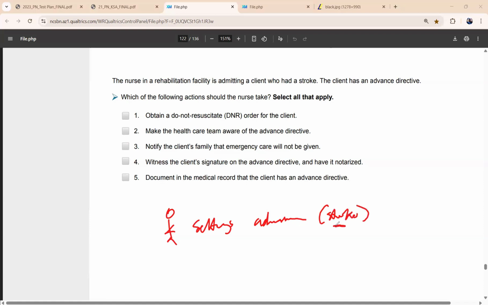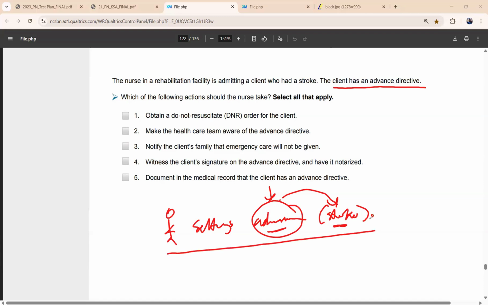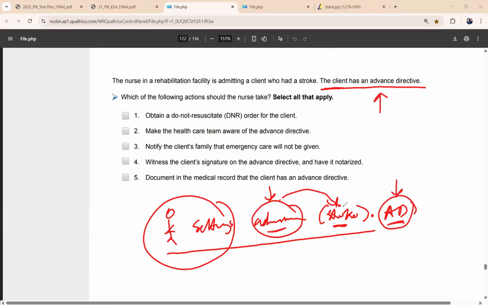Guess what? The condition is not as important as the phase at which we are carrying out the care. We are carrying out admission care towards a client who has a stroke. Now, the NCLEX did not stop here. Instead, they said the client has an advance directive. It means that during this phase, the only information the nurse is required to know is whether this client has an advance directive, and the answer is yes. So the NCLEX wants you to focus on the advance directive more than even the stroke.